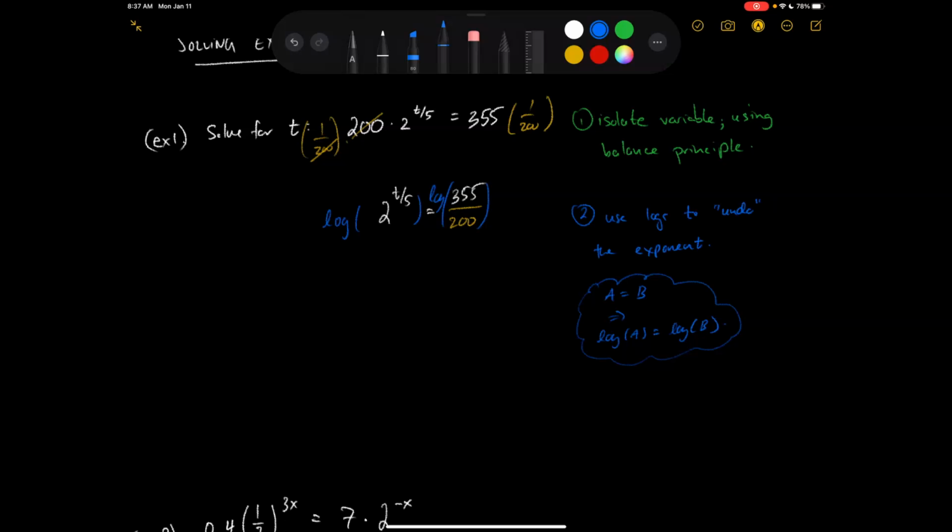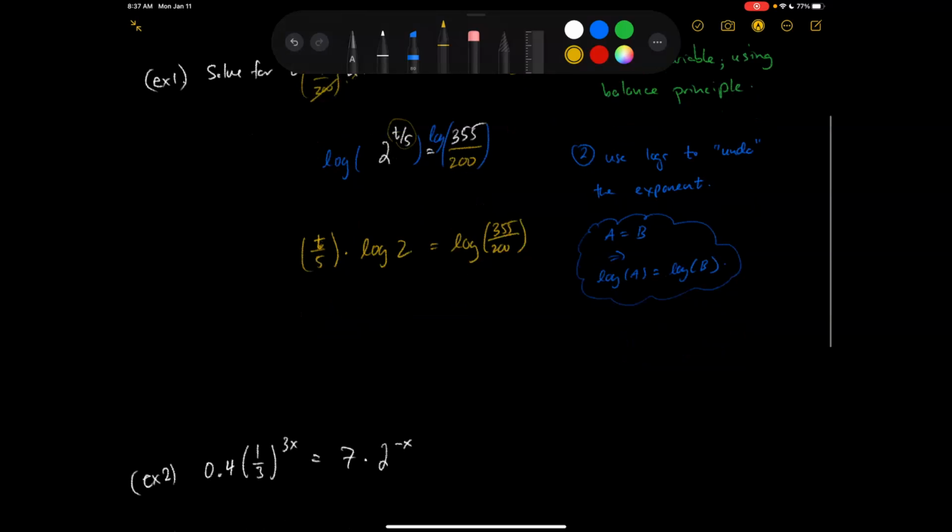So why we do that is because we're using the property of logarithms that allows us to move the exponent to be in the multiplication space. So it becomes now t over 5 times the log of 2 equals the log of 355 over 200.